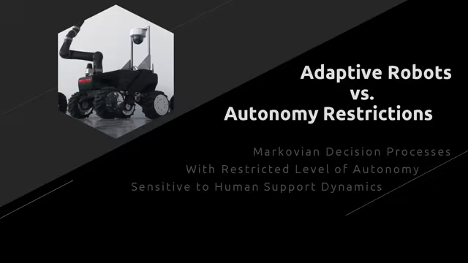This video shows a live demonstration on a robot of a model that we call RAL MDPs. This model enables designers to restrict the level of autonomy of agents and agents to best deal with these restrictions, given the problem at hand and given the dynamics of support.